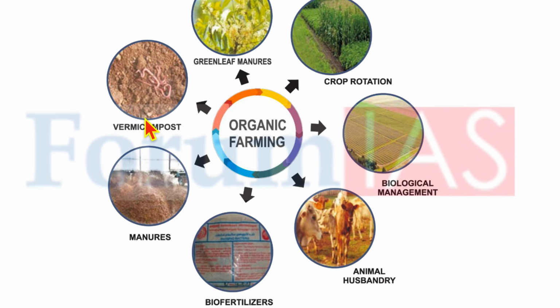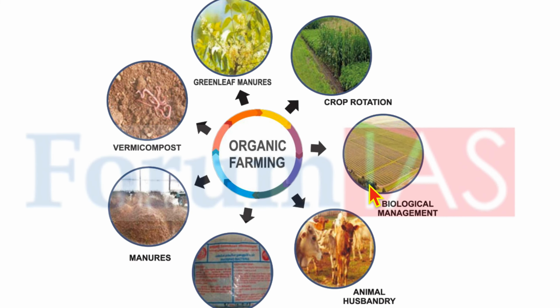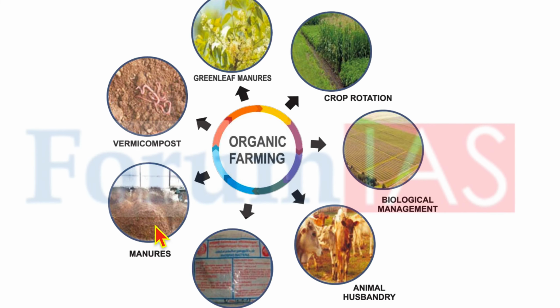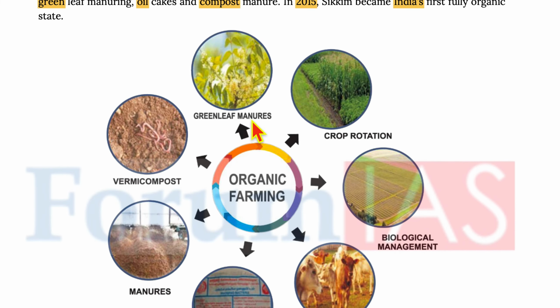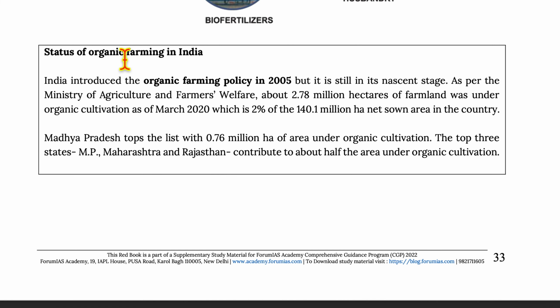Now, components of organic farming include crop rotation, biological management, animal husbandry, biofertilizers, manure, vermicomposting, and green leaf manure. Status of organic farming in India. India introduced the organic farming policy in 2005, but it is still in its nascent stage.